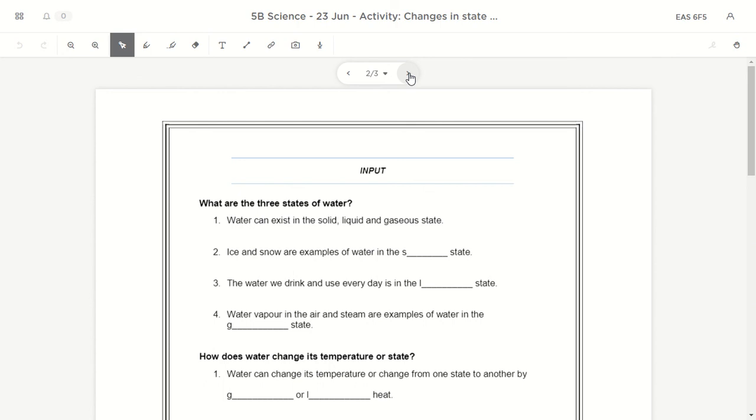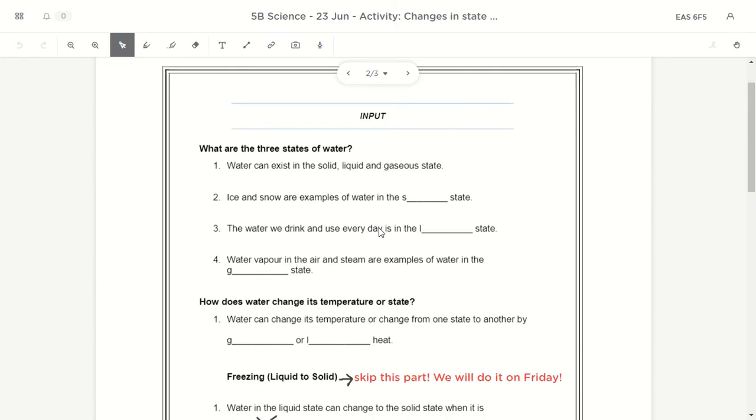Okay. This is your SIN, page 3 and page 4. You need to do this on hard copy, so please do this on hard copy. So through the videos, you have learned quite a bit already, the 3 states of water. So please highlight with me, water can exist in solid, liquid, or gaseous state. Okay, try to use the word gaseous. Ice and snow are examples of water in the solid state. Okay, the S is given to you, so all you need is OLID. Okay, snow and ice are solid state.